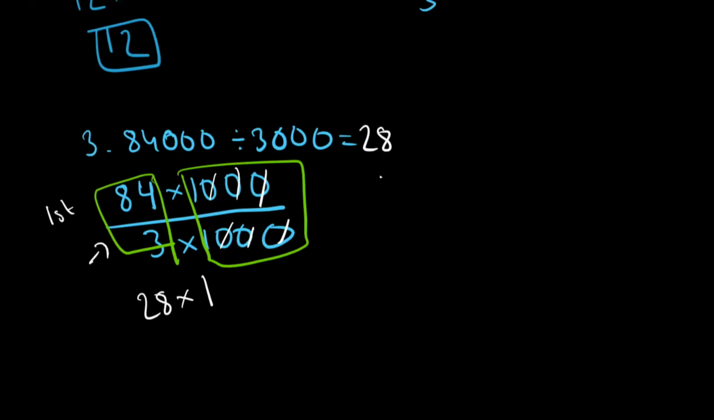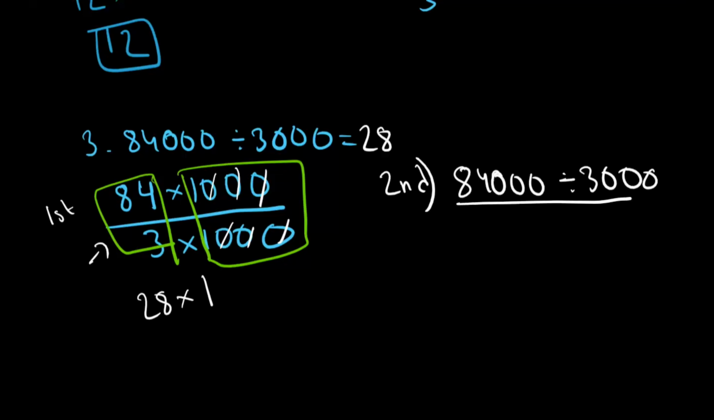Now I'm going to show you the second method over here. So I'm going to write down the question, 84,000 divided by 3,000. So you can write it like this, or you can write it this way, like a fraction, which will be easier too. I'm just going to change my color, and now we can start crossing out the zeros.